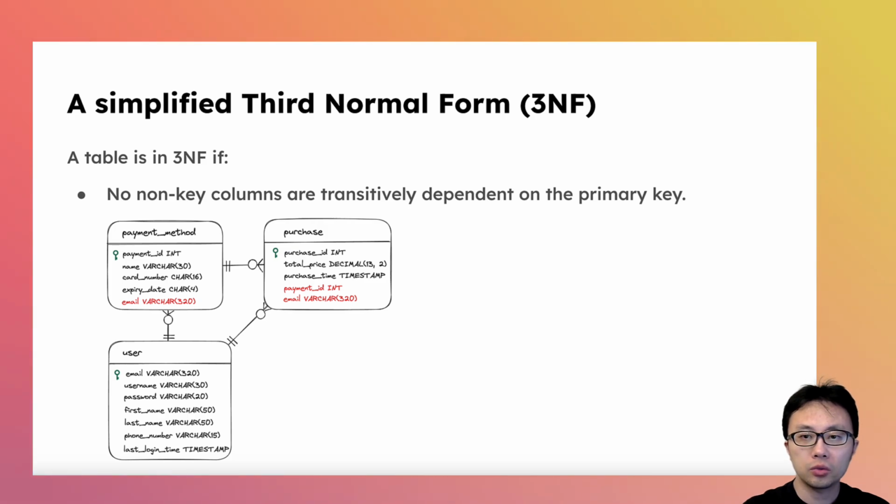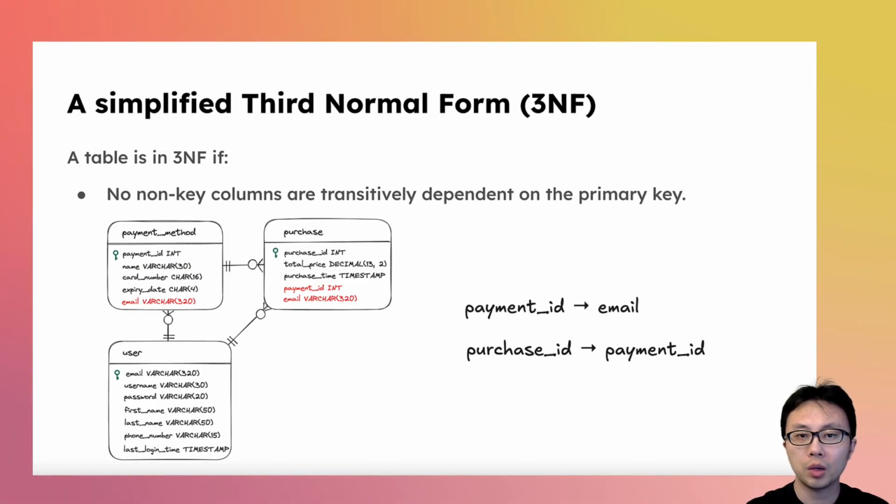Between each pair of the 2 tables, it's a one-to-many relationship. However, that also leads to putting 2 foreign keys, payment ID and email, into the purchase table. Payment ID is the primary key in the payment method table. Email is the primary key in the user table. However, we know that the primary key in a table functionally determines all other non-key columns. From the payment method table, we can learn that payment ID determines email. From the purchase table, we have something similar, which is that purchase ID functionally determines payment ID.